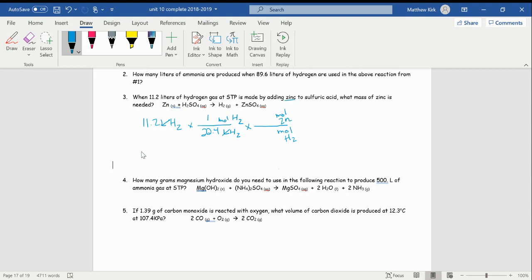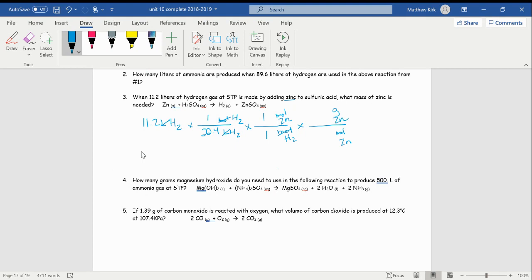And then what do we look at to fill this in? Coefficients. Zinc, coefficient of 1. Hydrogen gas, coefficient of 1. Moles will cancel out. But unlike number 1, the reason I wanted to do this is that it asks for grams. So we have to add one more step at the end here. We don't want to end with moles of zinc as our only unit remaining. We need to cancel out moles of zinc and make that grams of zinc.